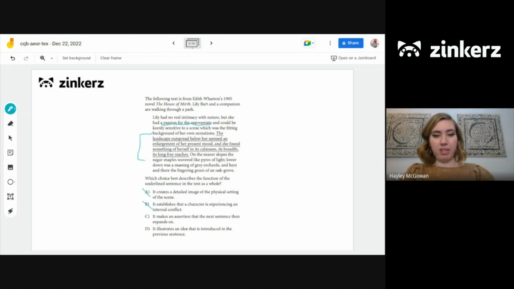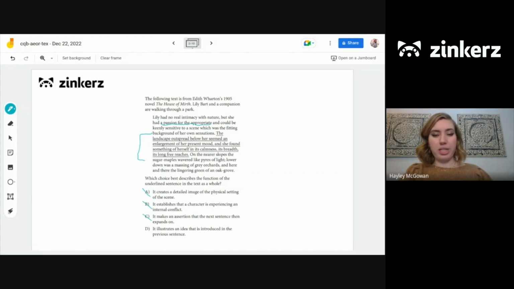Then we have C, it makes an assertion that the next sentence then expands on. Okay, we'll have to go back and look for that one. In terms of an assertion, the assertion would be that the landscape seemed to be an enlargement of her present mood, and then that next sentence expands on it. So we have the trees wavered like pyres of light. There were gray orchards and the lingering green of an oak grove. I don't see any sort of feelings or emotional terms in this last sentence here. So it doesn't really make sense that these lines would be expanding on the assertion that was made in the underlined portion. Let's get rid of that one.